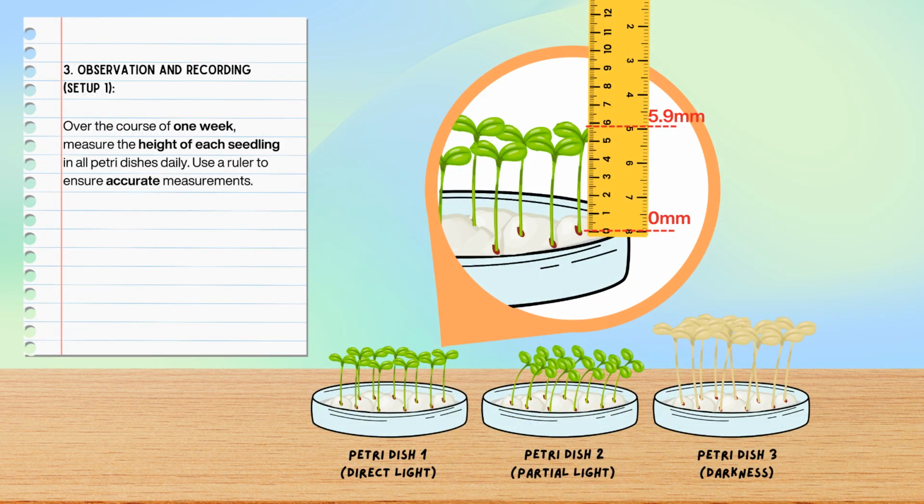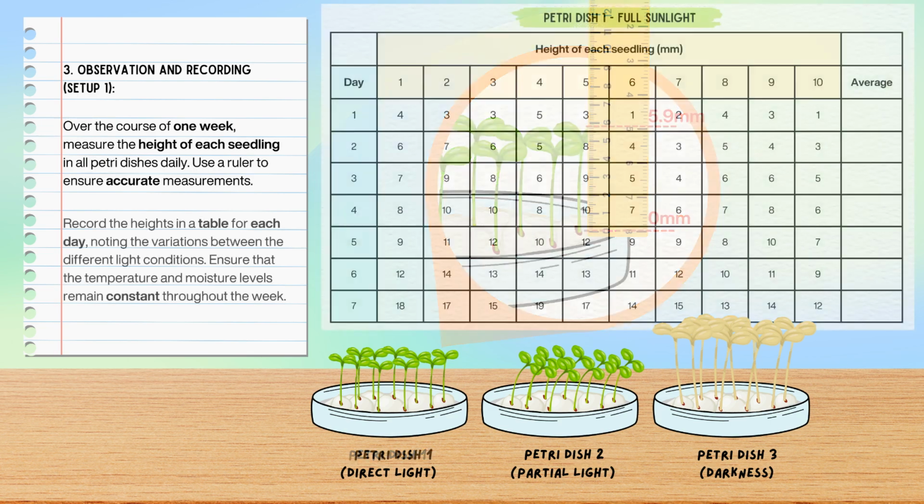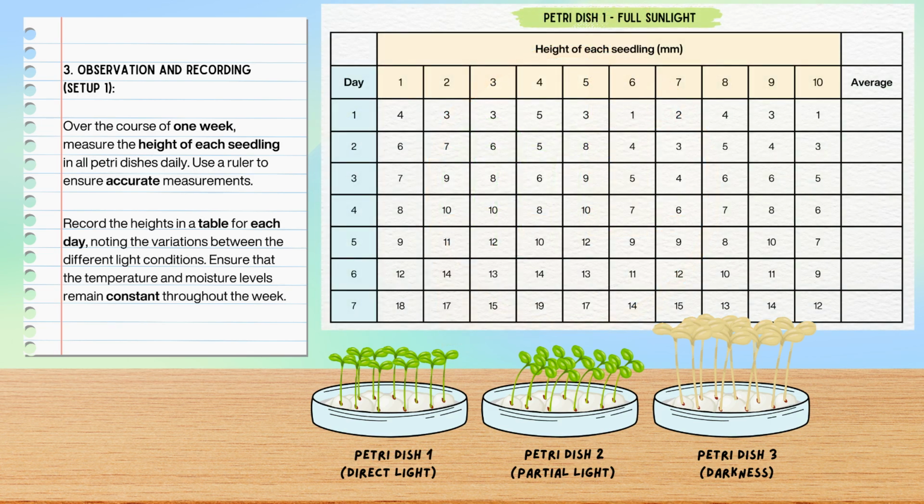Our third stage is observation and recording. Over the course of 1 week, measure the height of each seedling in all Petri dishes daily. Use a ruler to ensure accurate measurements. Record the heights in a table for each day, noting the variations between the different light conditions. You will need one of these tables for each Petri dish. This one is just for Petri dish 1, which is in direct light. Also, make sure that the temperature and moisture levels remain constant throughout the week. This ensures that the only independent variable is the light.